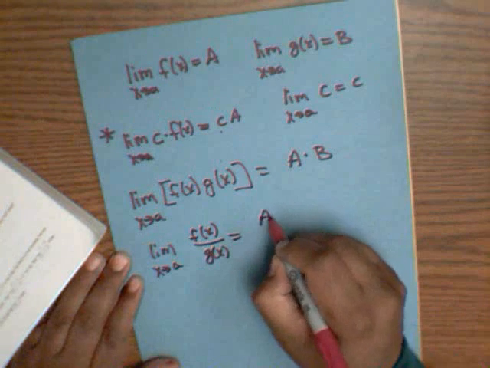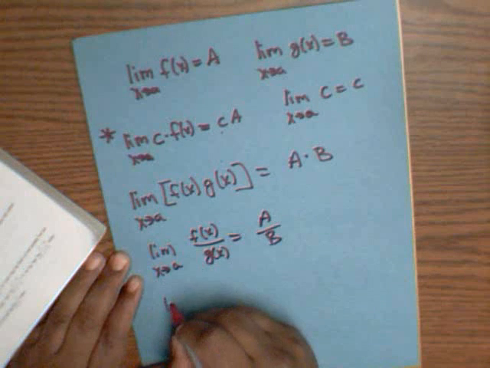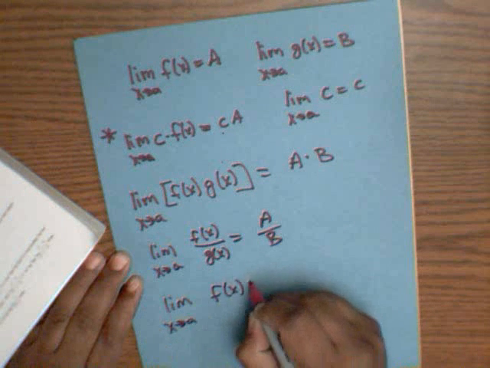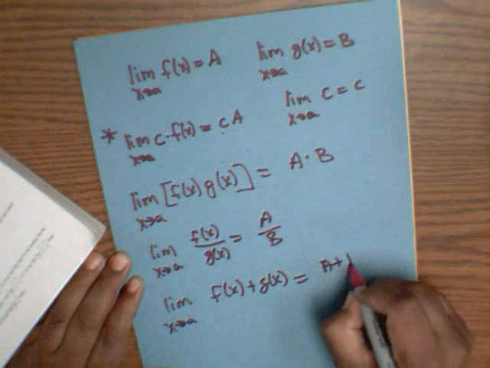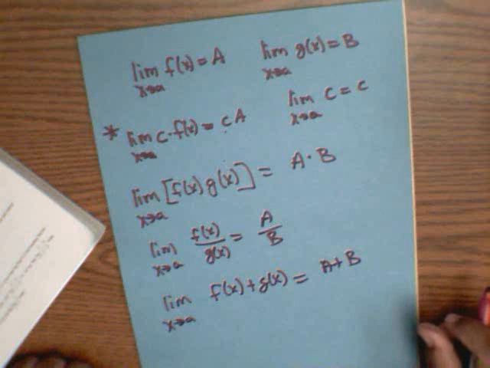Well, if you thought a over b, then guess what? You're right. What about the limit as x approaches a of f of x plus g of x? And if you said a plus b, then you were correct. Okay? So these are some things to remember.